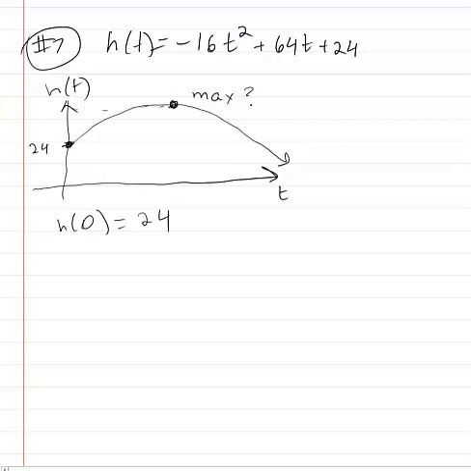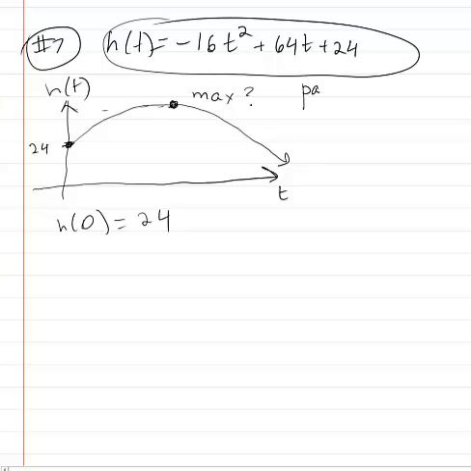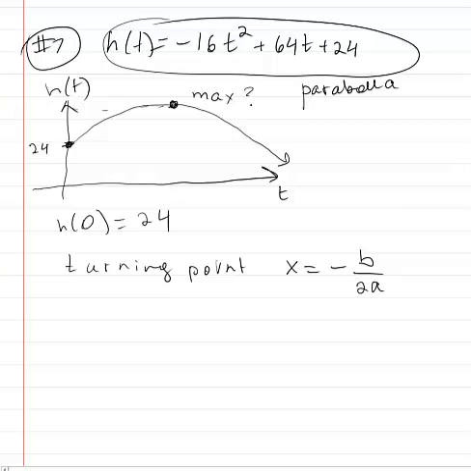Okay, so what's the maximum height? That is right there. Well, notice that this is a parabola. And because it's a parabola, we can find a turning point. The turning point of the parabola can be found by the following little formula, which we derived in class: x equals minus b over 2a. This is the x coordinate of the turning point.